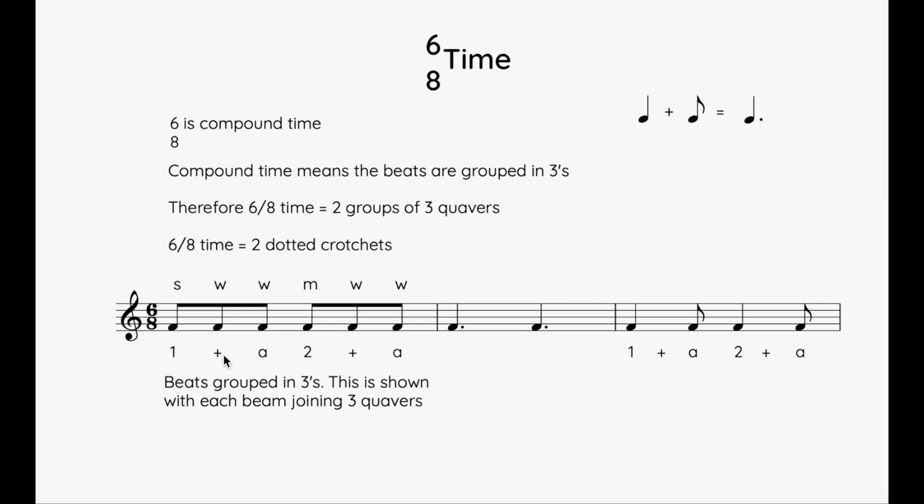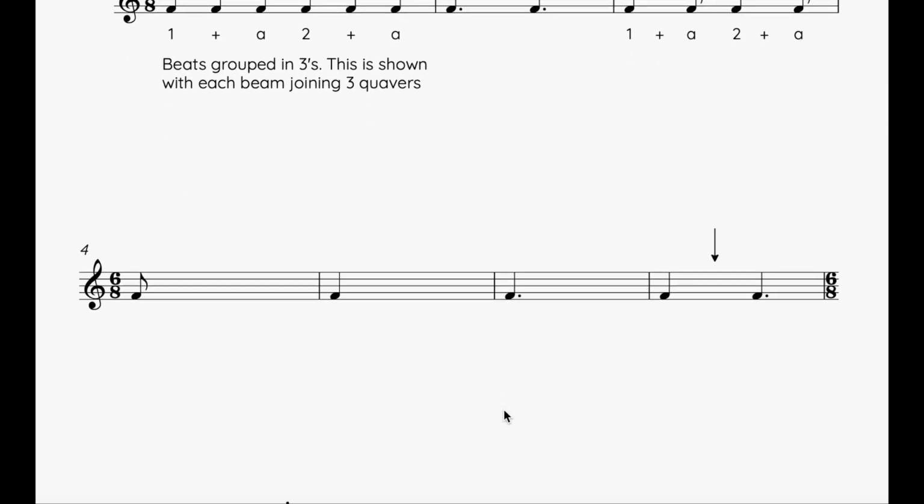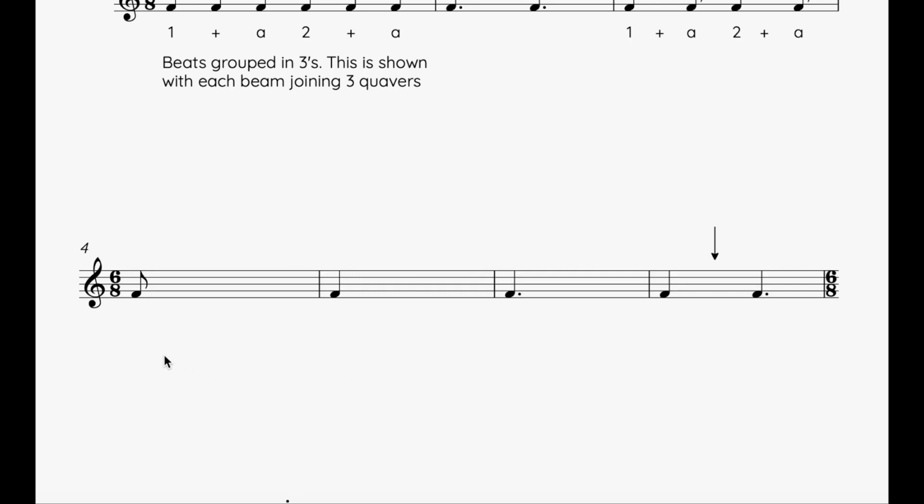All right, so we now know what 6/8 time means. 6 beats in the bar, the beats are quavers, and there's 6 of them. Because there's 6, they're grouped in 3s. So let's have a look now and see if we can answer some of the questions that will be asked, particularly for the second grade theory test.